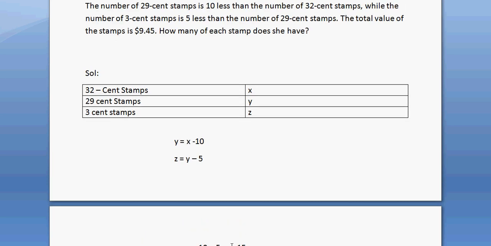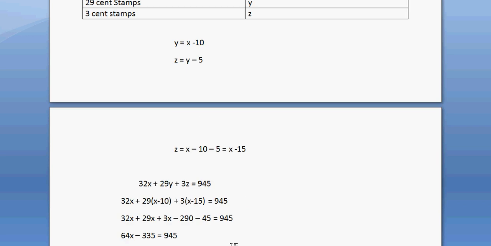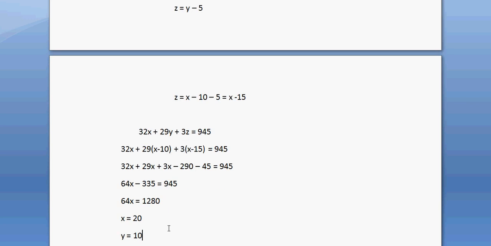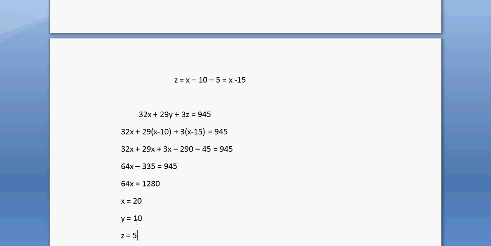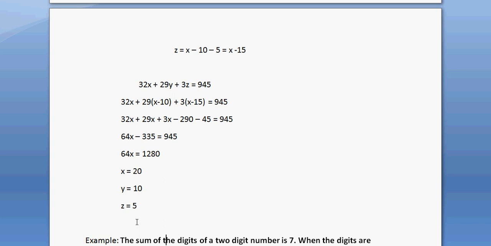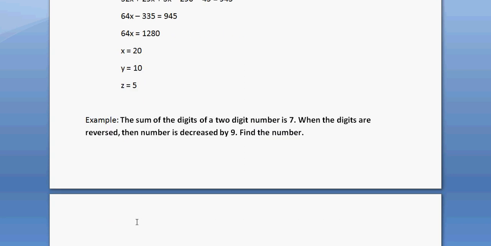Now finally he says the total value of stamps is $9.45, which means 945 cents. 32 into x plus 29 into y plus 3 into z is equal to 945. We know the relation. We can substitute y in terms of x, and z in terms of x. In this way we can find x, which is equal to 20, we can find y, and we can find z. This is how we do it. Let's look at one more example and get going.